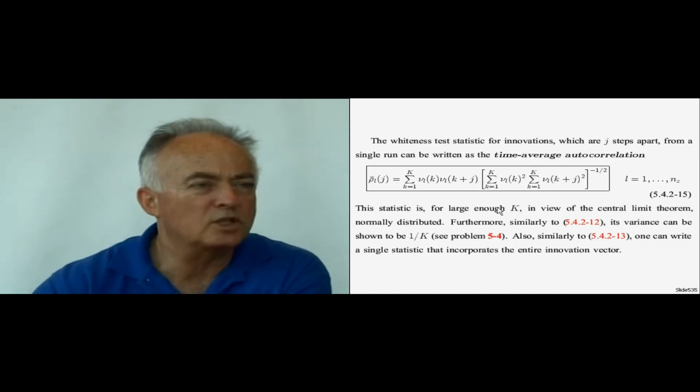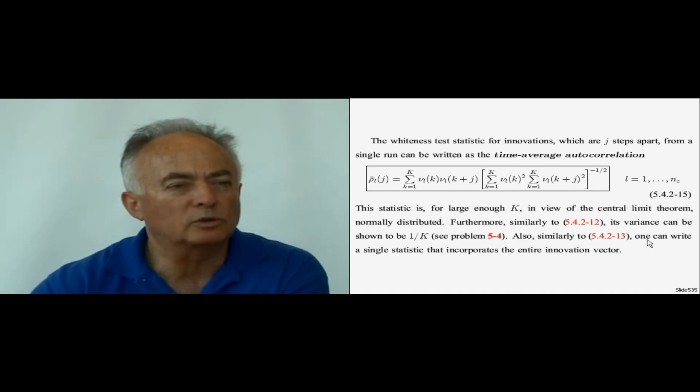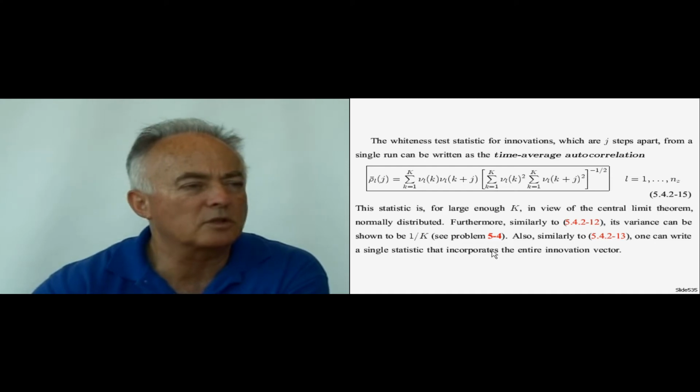Therefore, for large enough k, in view of the central limit theorem, this will be Gaussian, and its variance will be 1 over k, as discussed in one of the problems at the end of the chapter. And we could write, but it's more complicated, a single statistic that incorporates the entire innovation vector.